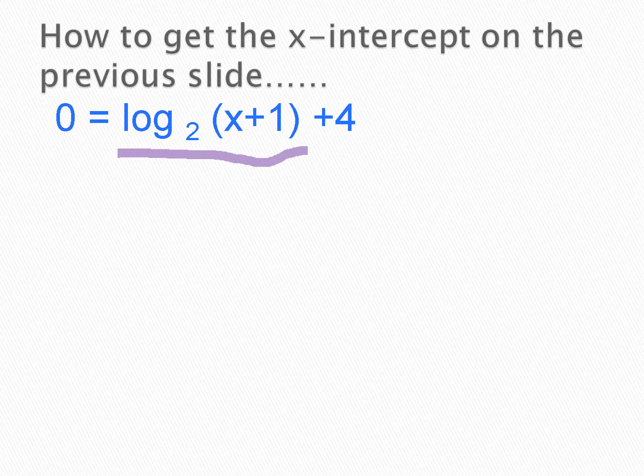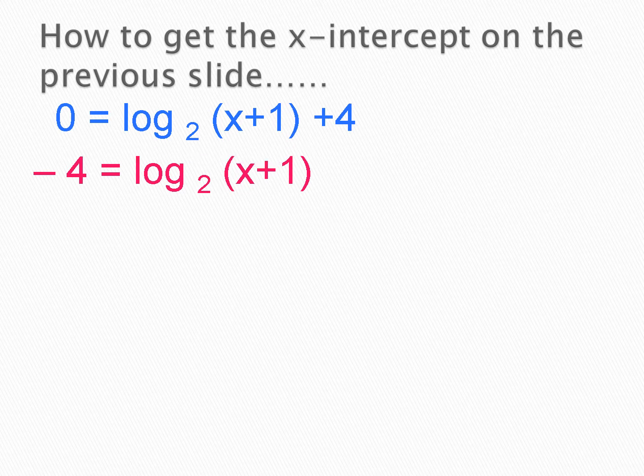So we need to move that 4 to the other side because it is not permanently attached to the logarithm like the base and the argument are. So to undo addition by 4, we're going to subtract 4. So I get that -4 equals log base 2 of x plus 1.